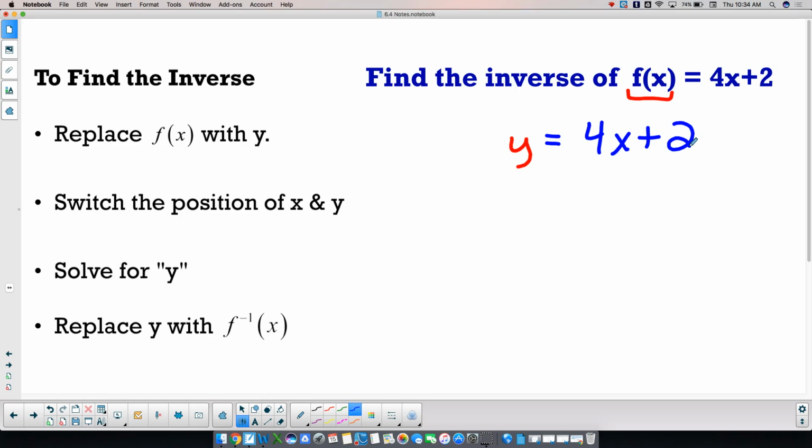Second step, you are going to switch the position of x and y. So you are going to take x, put it where y is, take y, and put it where x is. Everything else stays the same. You're just going to switch your x and your y.